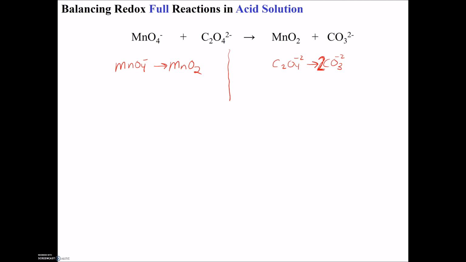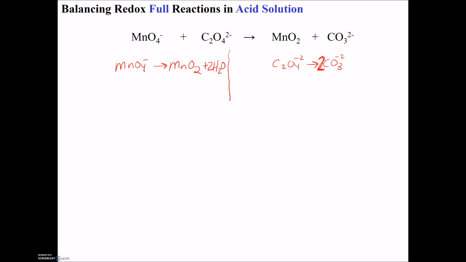So let's now deal with oxygen. So remember, we balance oxygen by adding water. So I have 4 oxygens on this side and only 2 here. So that means I need to add 2 waters. Each water has 1. I need 2, so we're going to add 2.